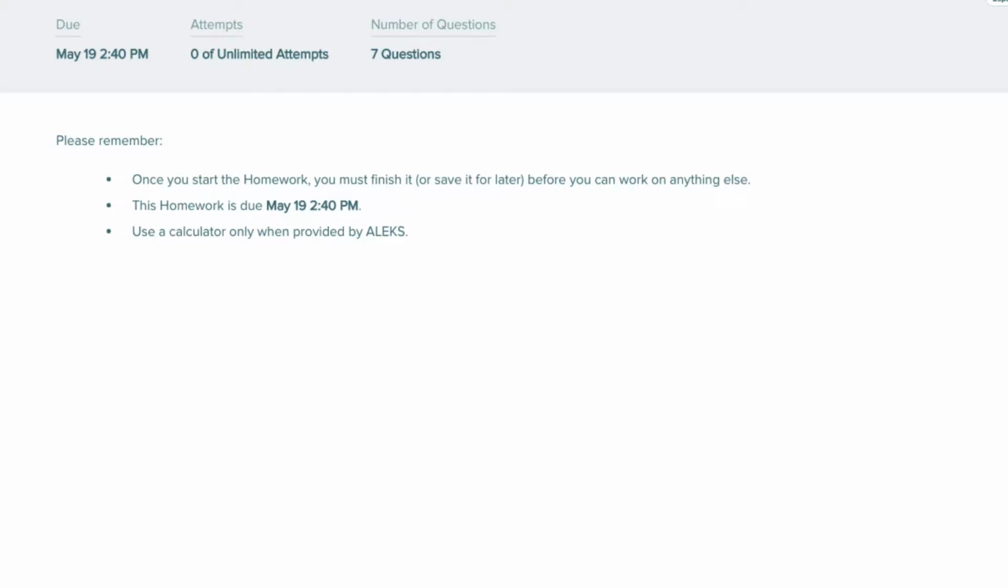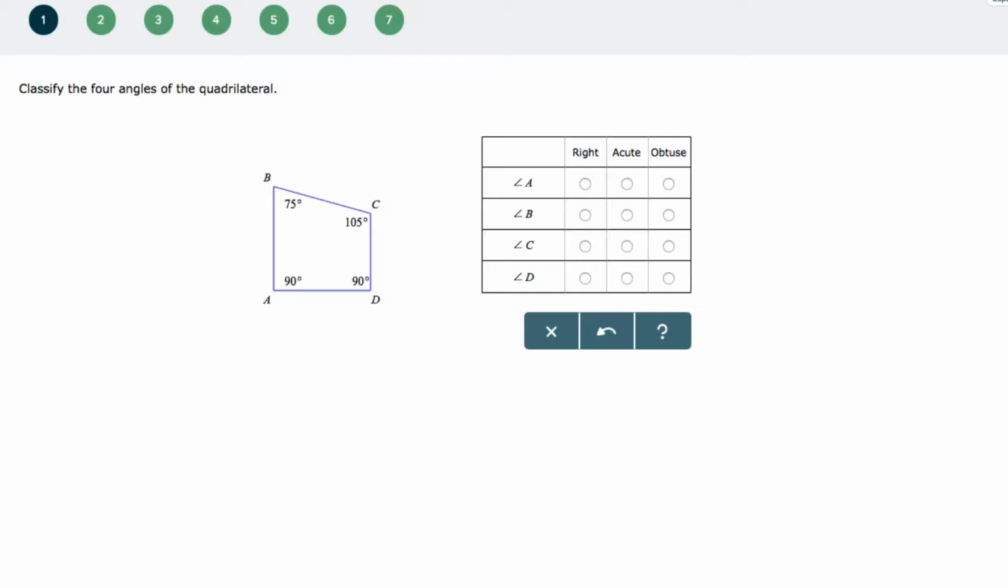This video is for 9.1. It's talking about angles, introduction to angles. As we get started, number 1, classify the 4 angles of the quadrilateral.